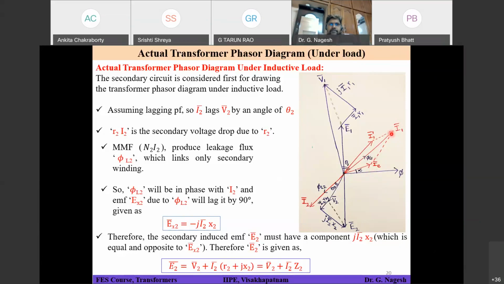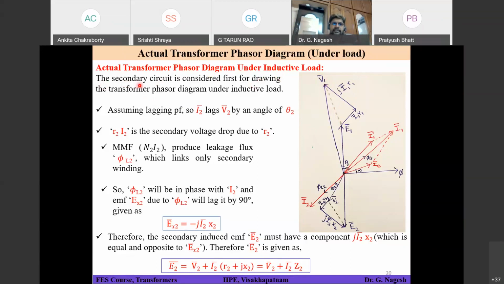Accordingly, you will have a voltage drop I1 into R1 and j into I1 into X1. Sorry, I have written it wrong here; it should be X1. This is I1 into R1, the voltage drop in the primary winding because of resistance, and j into I1 into X1 is the leakage impedance drop because of the inductive nature. This will be the total V1. Let's see the actual transformer phasor diagram under inductive load.